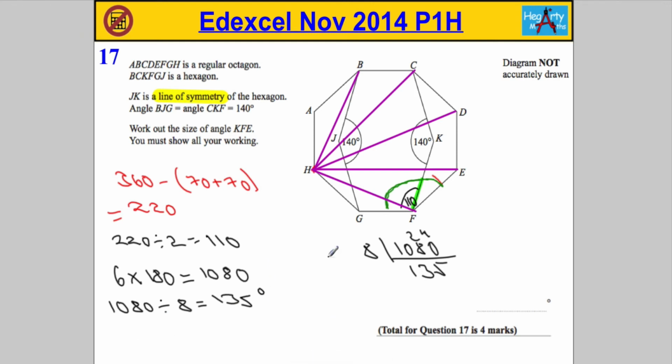So that means the angle KFE is going to be the 135 degrees, which is basically this green angle that I'd had earlier. I'll mark it in black now. 135 degrees minus the 110 gives me an answer of 25 degrees. So KFE is 25 degrees. And we're done.